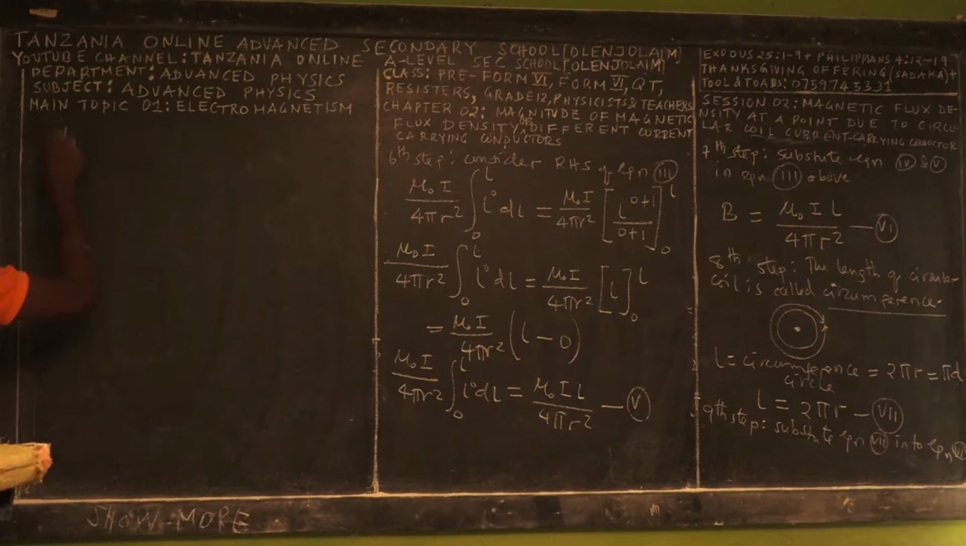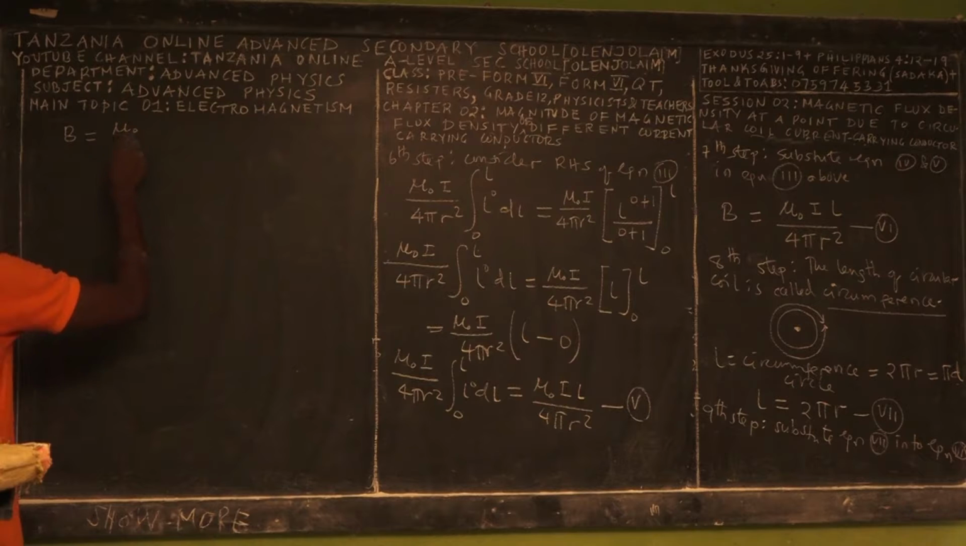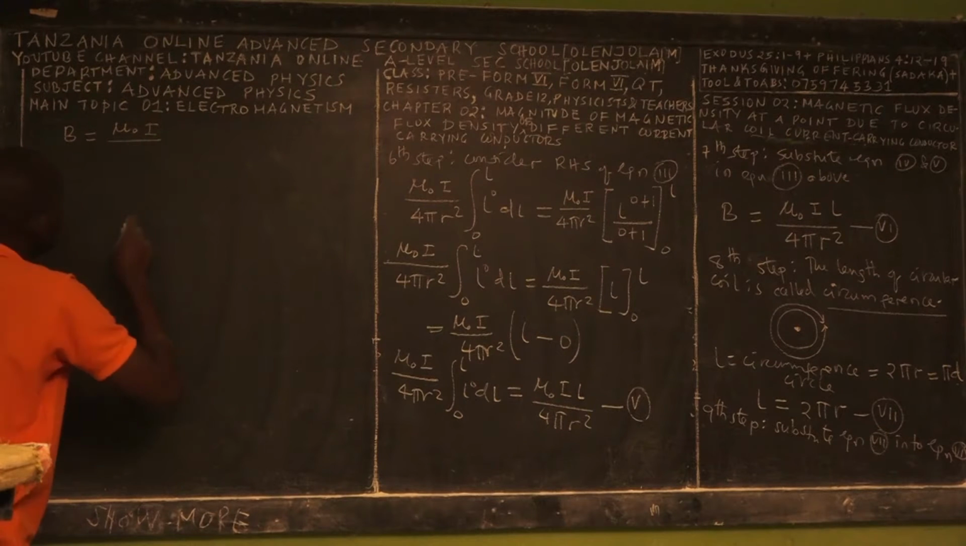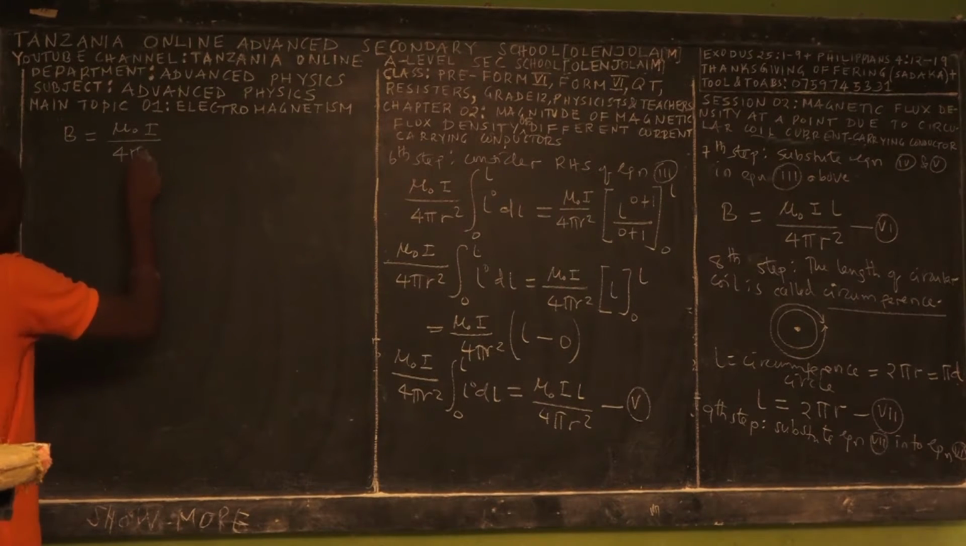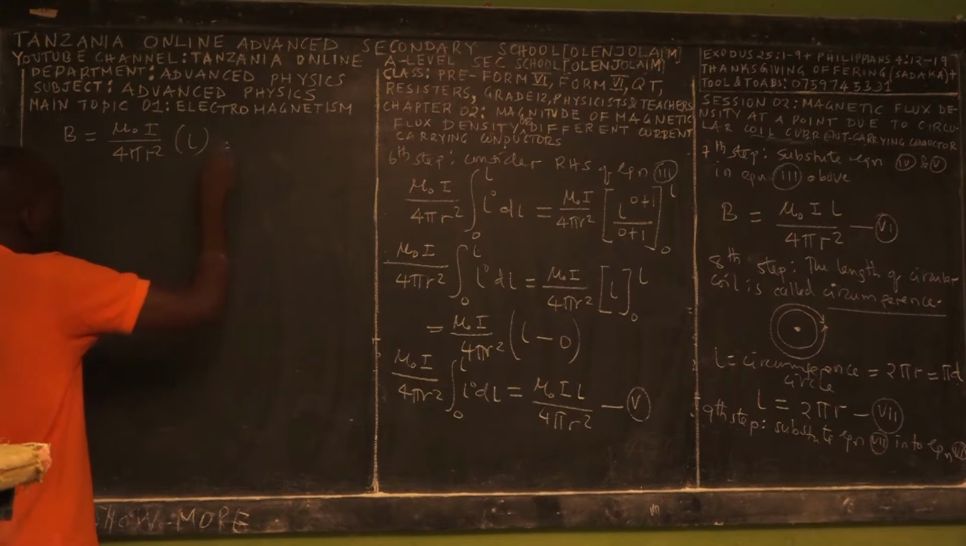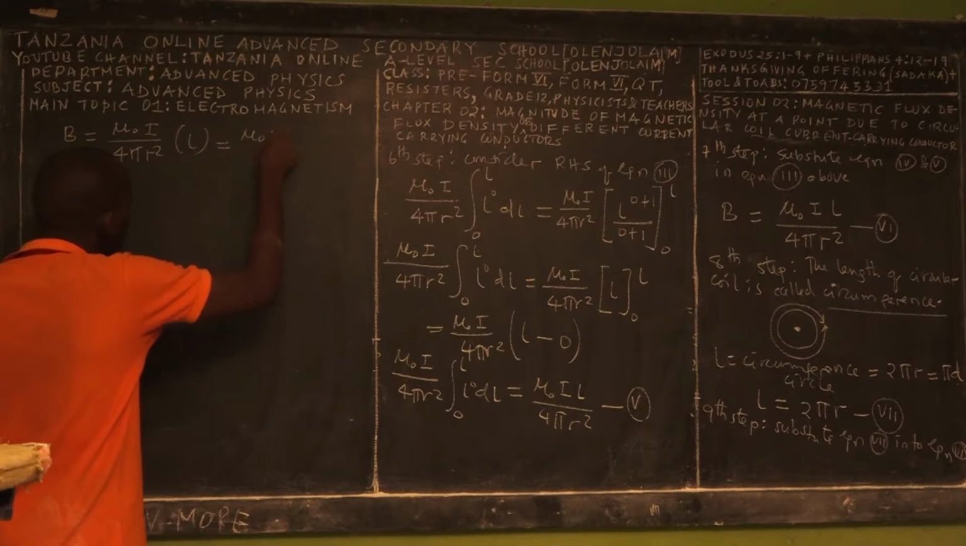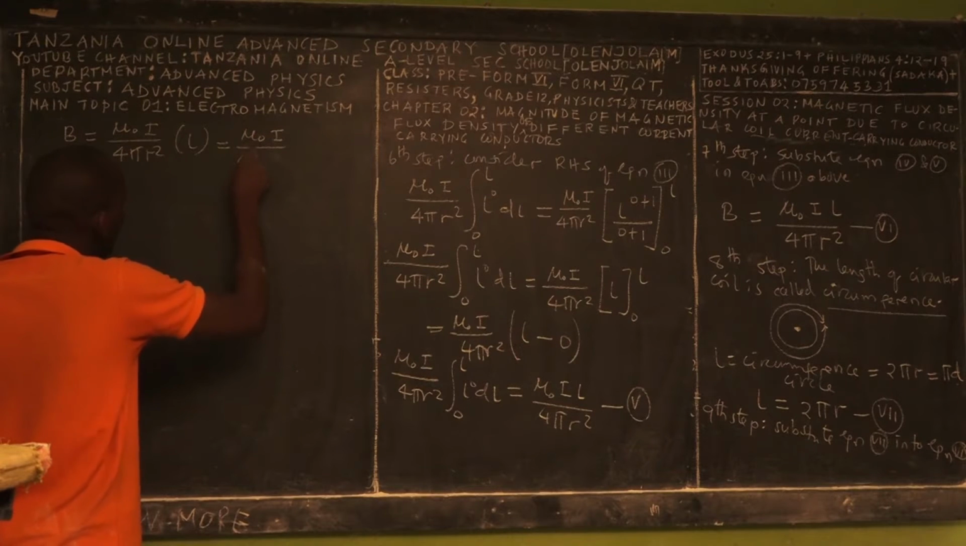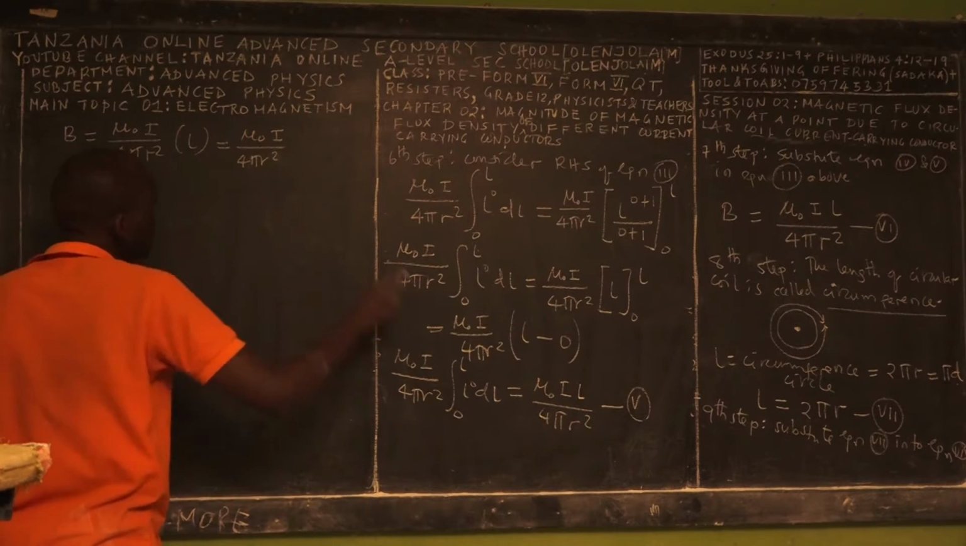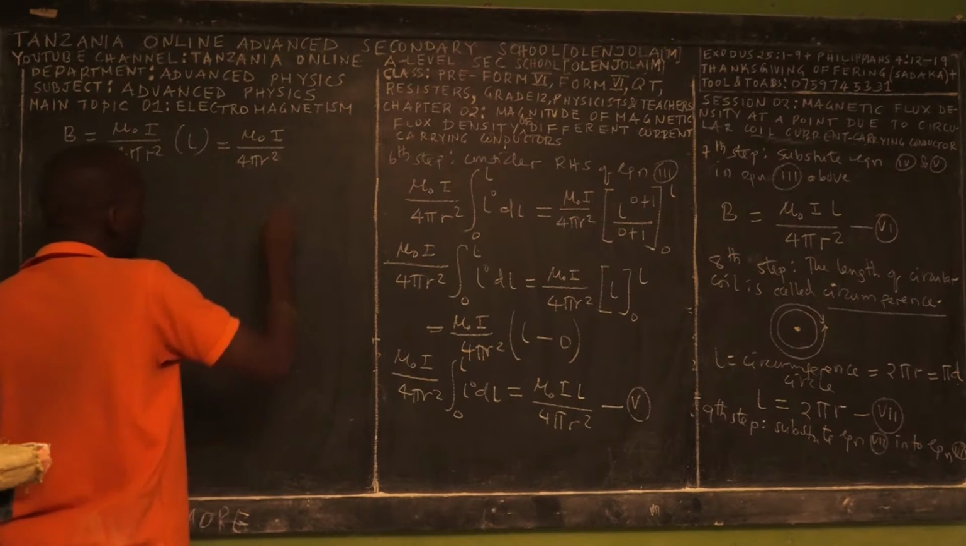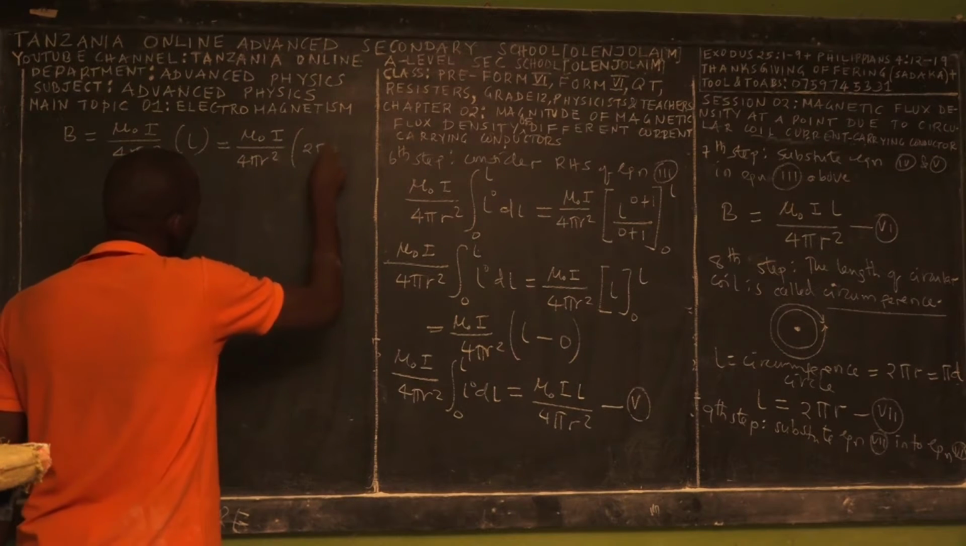So question 7, on the left hand side we have magnetic flux density. On the right hand side we have the permeability of free space times current over 4 pi r squared times length. But this length is what we found in question 7. So the permeability of free space times current, then we have 4 pi r squared. Then we have the circumference of the circle is 2 pi r.